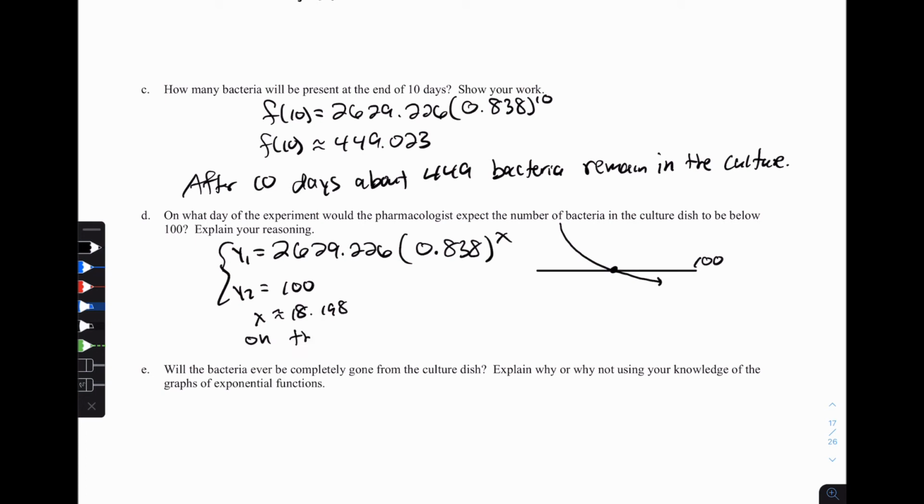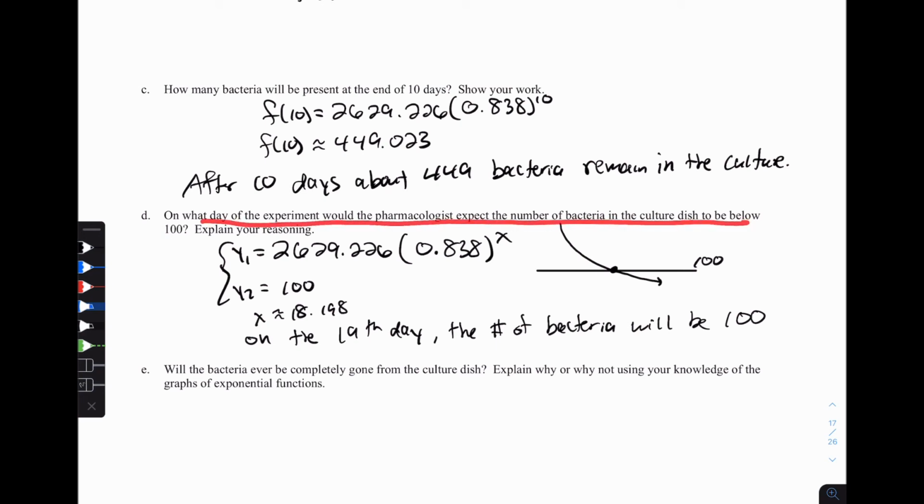Sentence answer, on the 19th day, the number of bacteria will be... Well, it says, let me rephrase that. On what day will the number be below 100? On the 19th day, the number of bacteria will be below 100.